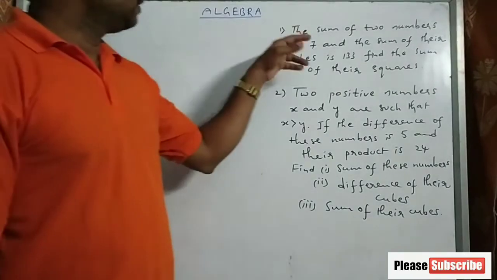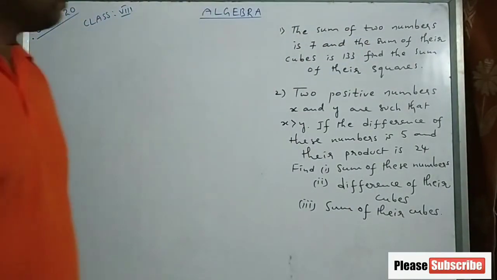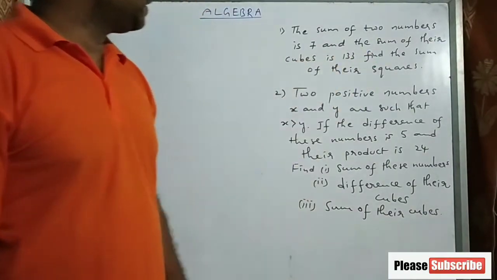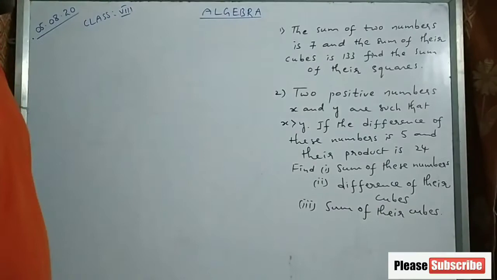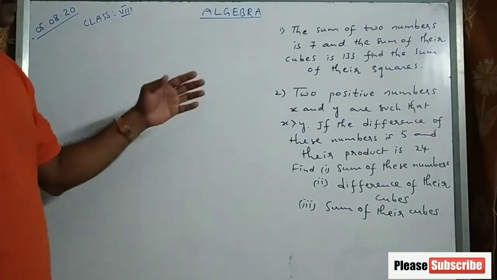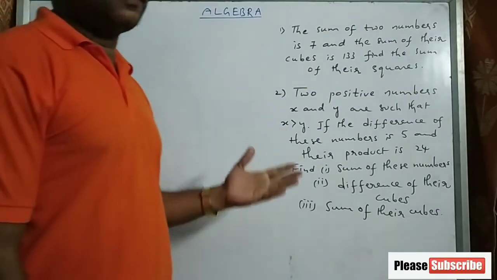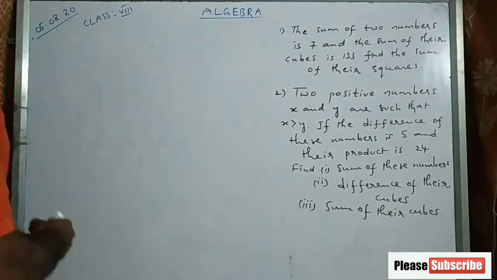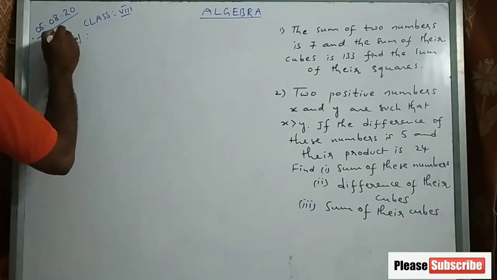First question: the sum of two numbers is 7 and the sum of their cubes is 133. Find the sum of their squares. It looks like a word problem, but it depends on algebraic formulas only. Okay, look at that question. What is given?